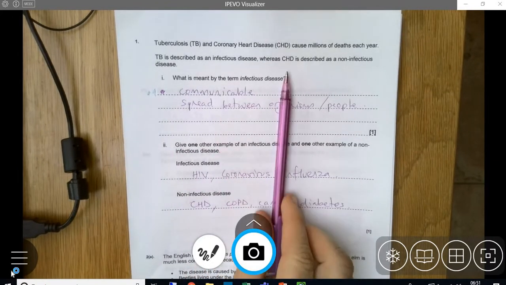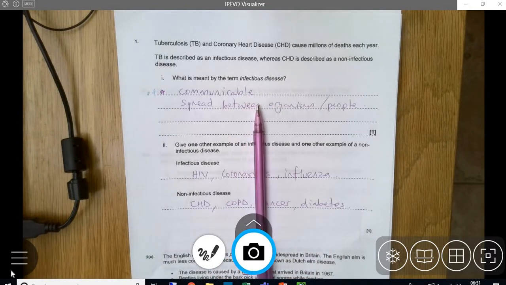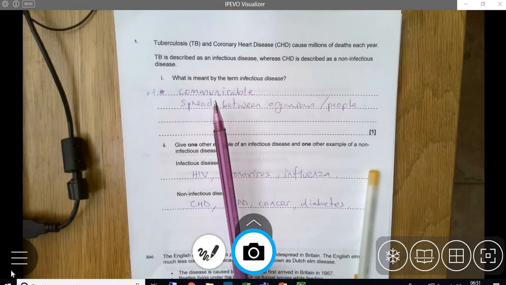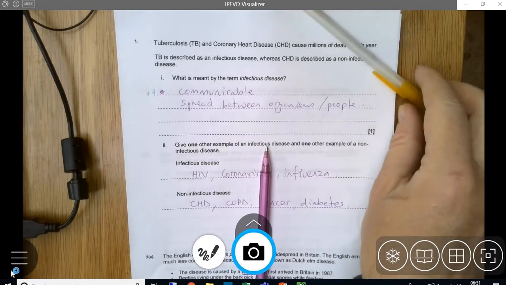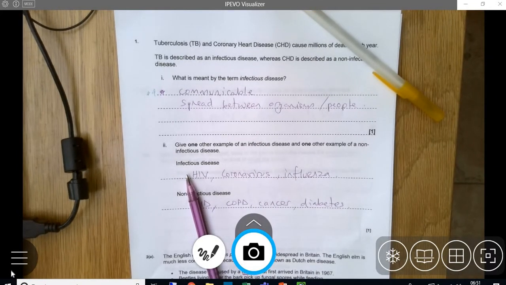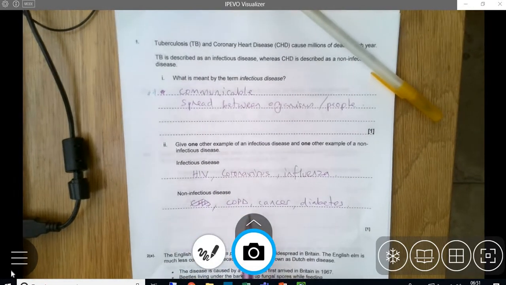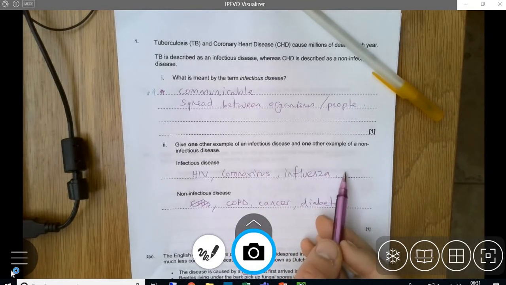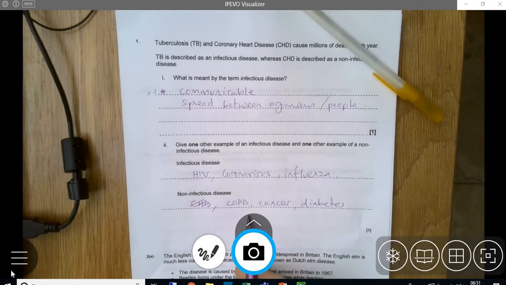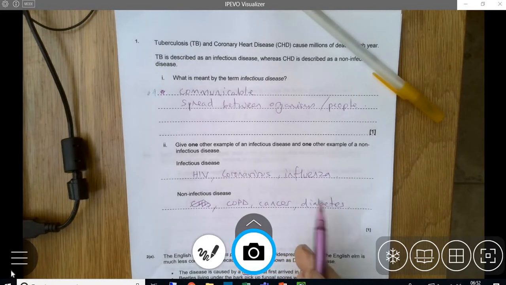Okay, so question one just asked what is meant by an infectious disease, asking for a bit more information. You just need to say that it means it is communicable or it is spread between organisms, or even just spread between people. The second part of the question asks for an example of an infectious disease and an example of a non-infectious disease, not the ones that are included here. Obviously we can't include CHD because it's in the question, so we have to say HIV. I mentioned coronavirus, though it wouldn't be in the mark scheme obviously. Influenza, or anything else that we know of as a communicable disease, would be fine. And for non-infectious diseases, COPD, cancer, diabetes, any of those kind of things would be absolutely fine.